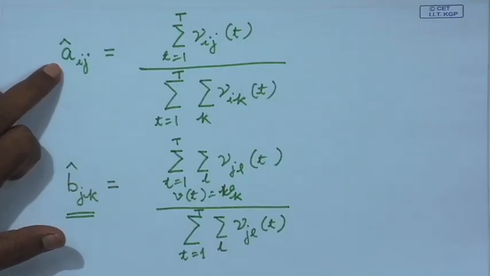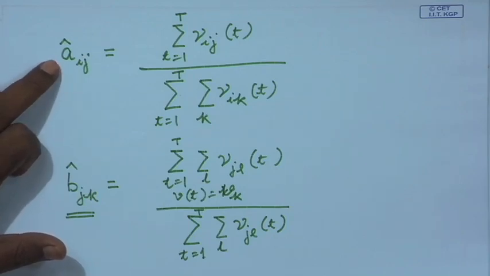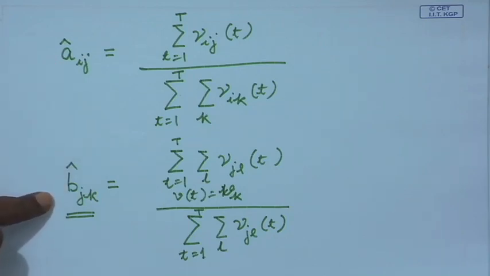And this entire step, starting from refinement of gamma i j, refinement of b j k and refinement of a i j, this entire process repeats a number of times unless I reach a situation when the change in a i j and the change in b j k are within the tolerable limit, and that is when I assume that my algorithm has converged.